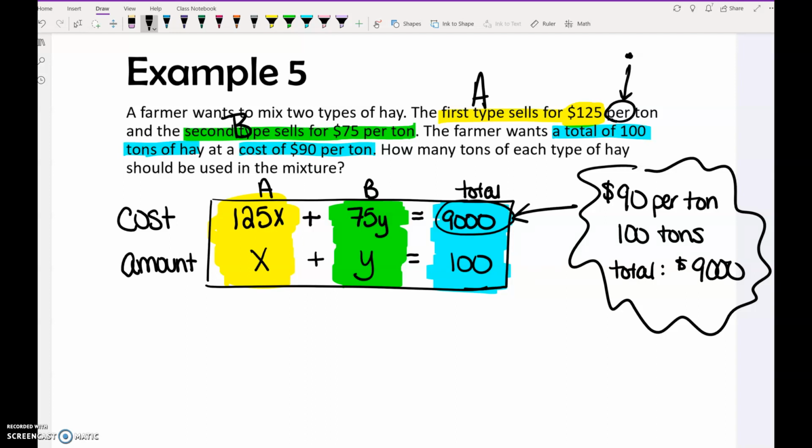Now, once you get the equations set up, do you feel like you could solve this if you needed to? You'd probably get y by itself in the second equation, stick that in place in the other one, and you'd figure out how many tons of type A and how many tons of type B. I feel like on word problems, getting the equation is the hard part. After that, the rest of it's just easy.